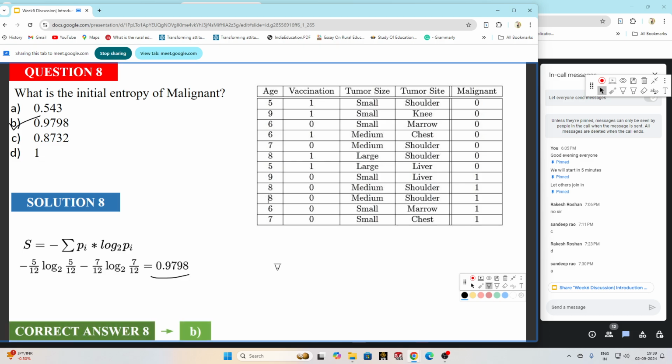Again an easy question. Here it has been asked to calculate the entropy of your total set, that is the entropy of your output, malignant. Malignant has 7 instances of one class and 5 instances of another class, so you can directly find the entropy of the class, that is minus sigma pi log base 2 pi.